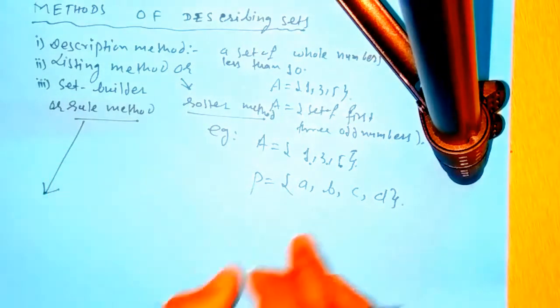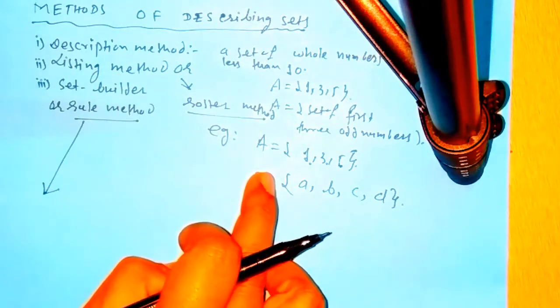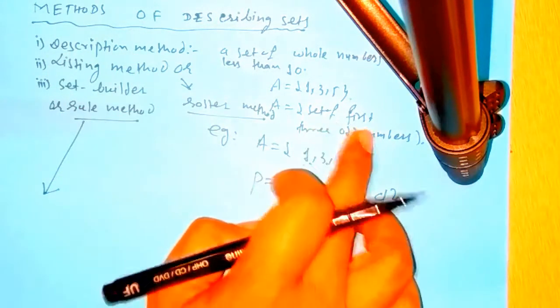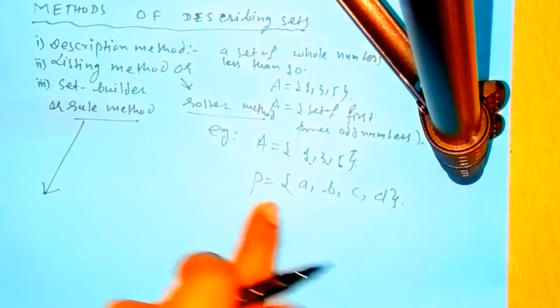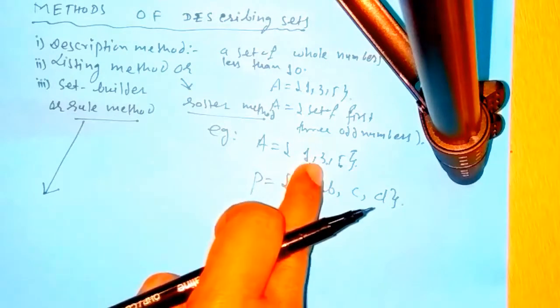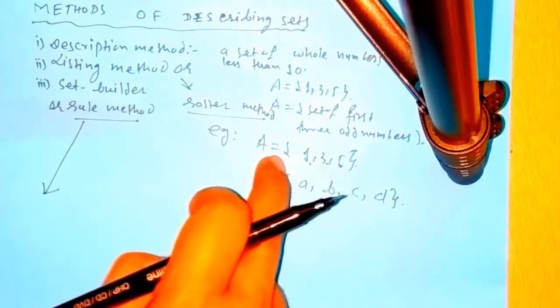For example, let's take the same example. In the description method we have taken that set of first 3 odd numbers, and in the listing method we have kept inside of the curly brackets by separating with commas 1, 3 and 5. So let's write this as a rule method.